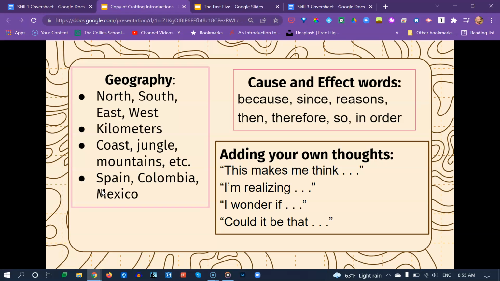And you should be talking about cause and effect. These words show geography. This shows that you are looking at a map and writing about geography. These words show your thoughts. You need to be talking about what you think. What do you think about slavery? What do you think about the indigenous people? What do you think about the colonization? You need to be writing about this stuff.